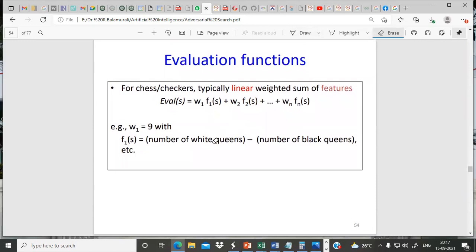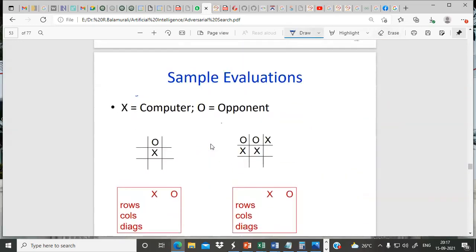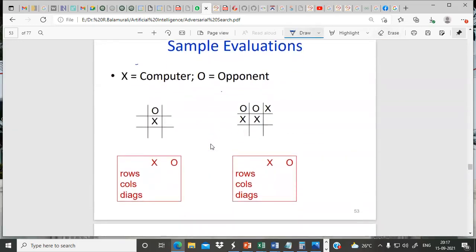Another important thing is that a particular game need not have only one evaluation function. It can have many evaluation functions. For example, it may have evaluation function 1, evaluation function 2, like that. It may have n number of evaluation functions also. That depends on the game.